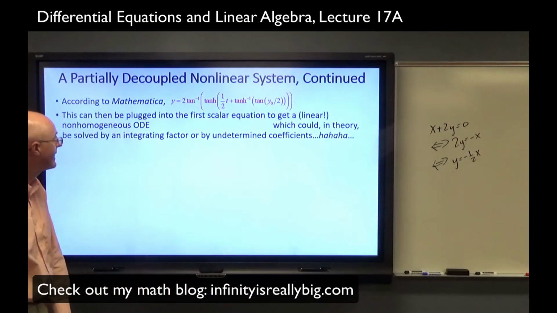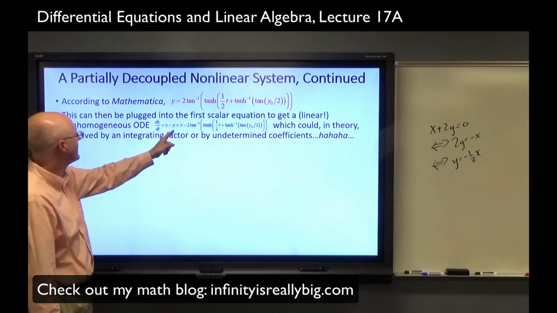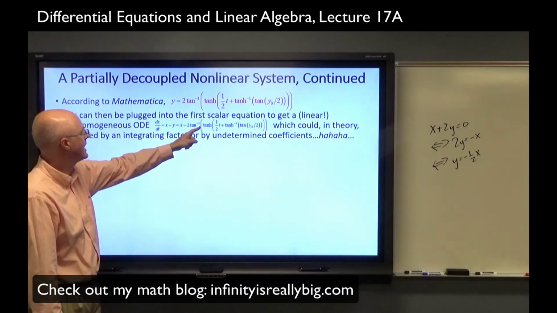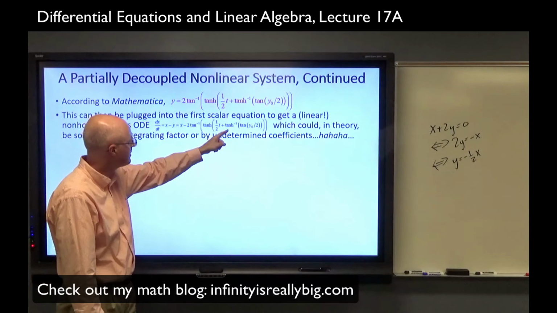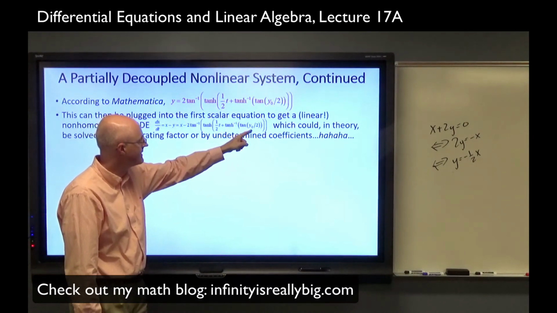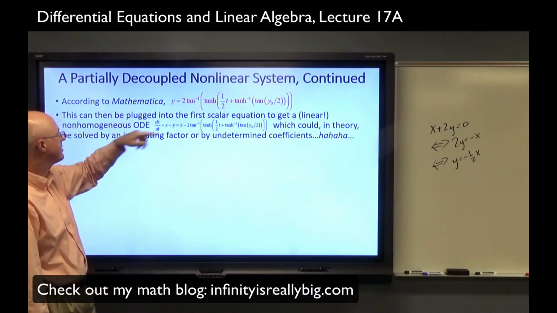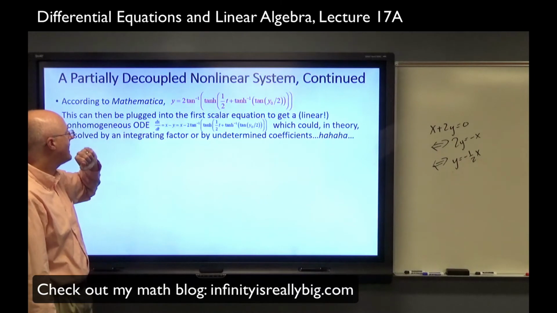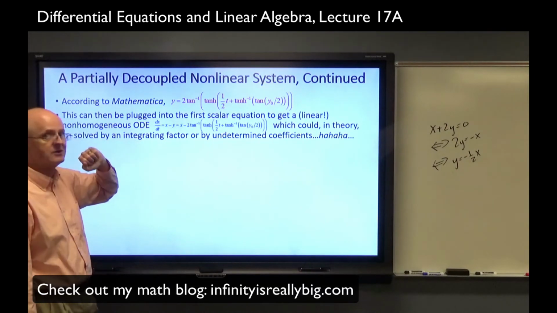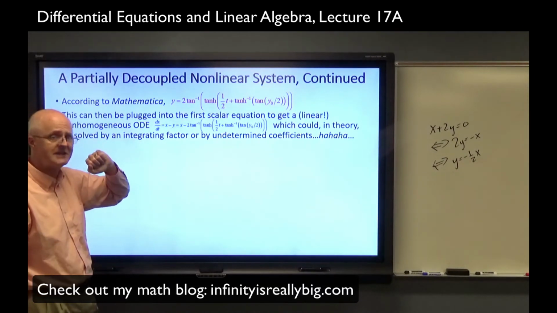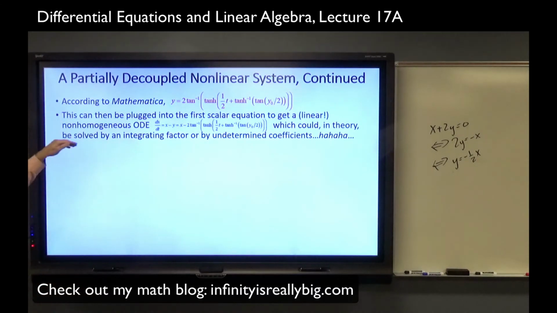What do you get? Here's what you get. Replace the y with this: 2 times inverse tangent of hyperbolic tangent of 1/2 t plus inverse hyperbolic tangent of tangent of y0 over 2, in place of y. And that's actually a linear, non-homogeneous differential equation that could be solved by integrating factor or undetermined coefficients.